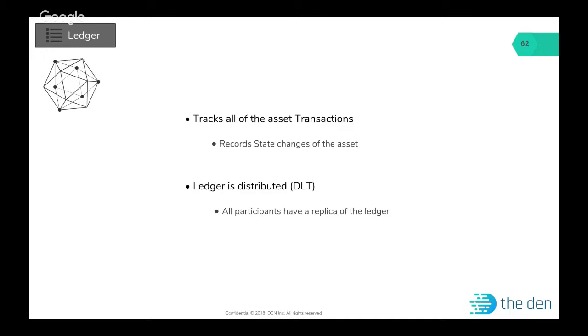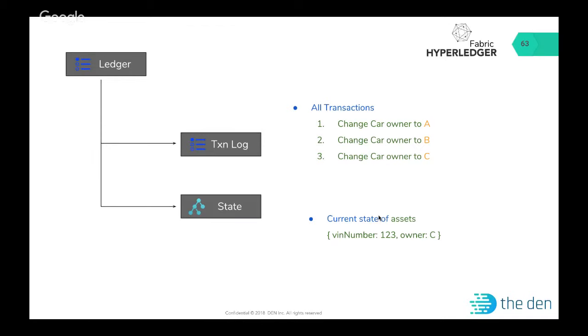Okay, so Ledger, hopefully everybody knows what a ledger is. It tracks all asset transactions. And all participants have a replica of the ledger in a DLT. And this is where it gets really interesting, and where you have to put your engineering cap on. In Hyperledger Fabric, we separate the ledger into two components, a transaction log and a state. I don't know what you call it, like state ledger or something.